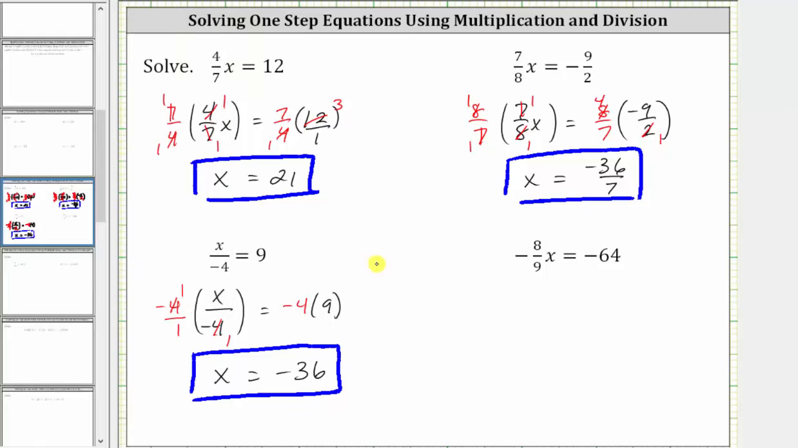And for our last example, we have negative 8/9 x equals negative 64. Again, instead of dividing both sides by negative 8/9, we will multiply both sides by the reciprocal, negative 9/8.